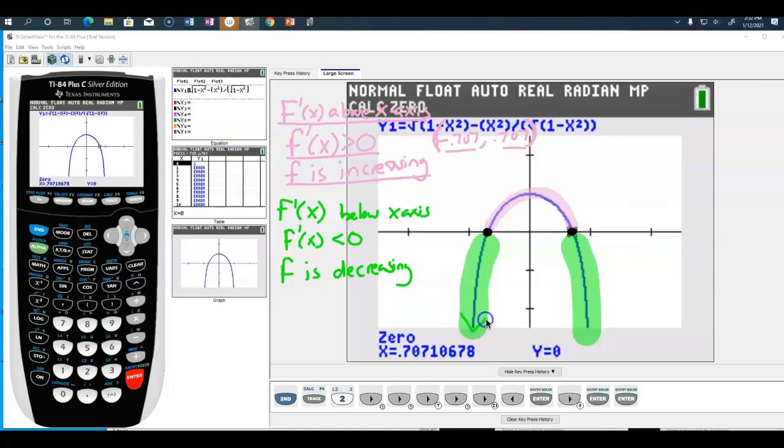Well, we can assume it just kind of keeps going down on the left and right side. So from negative infinity all the way up to negative 0.707, it's decreasing. And also from positive 0.707 on the right off into infinity on the right. So there's your two possibilities there. So that's how you can use a graphing calculator to find your intervals of increase and intervals of decrease.